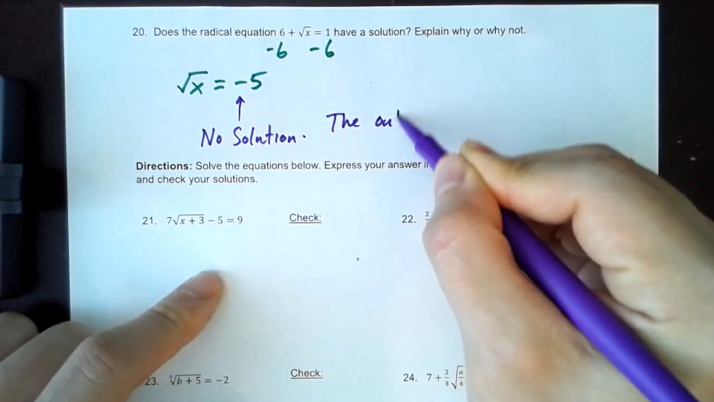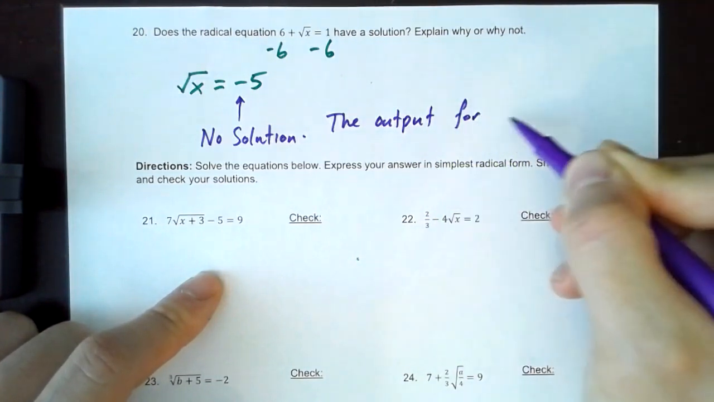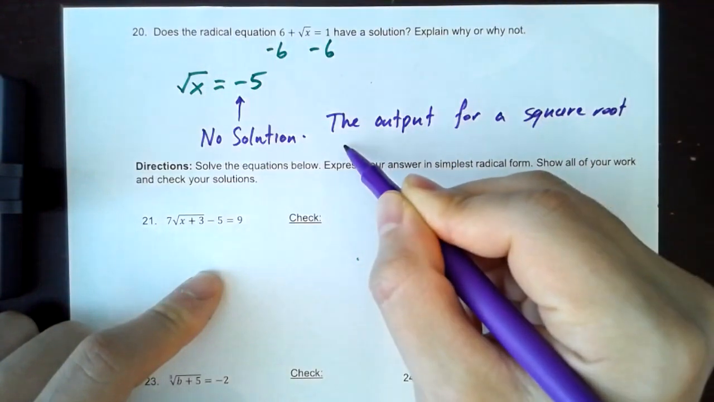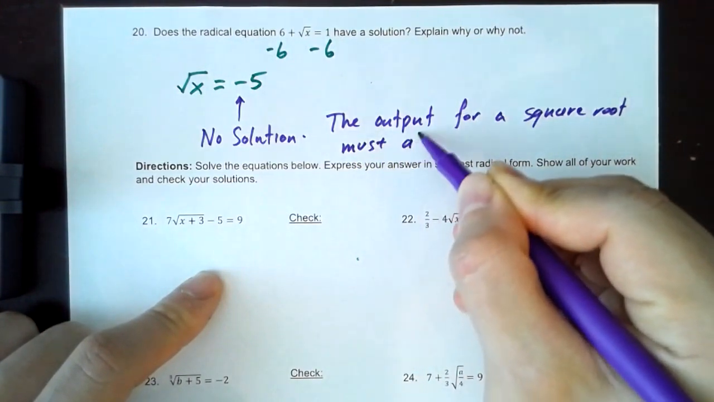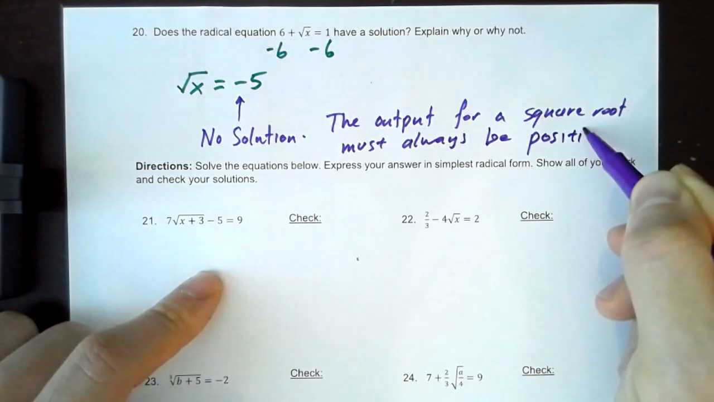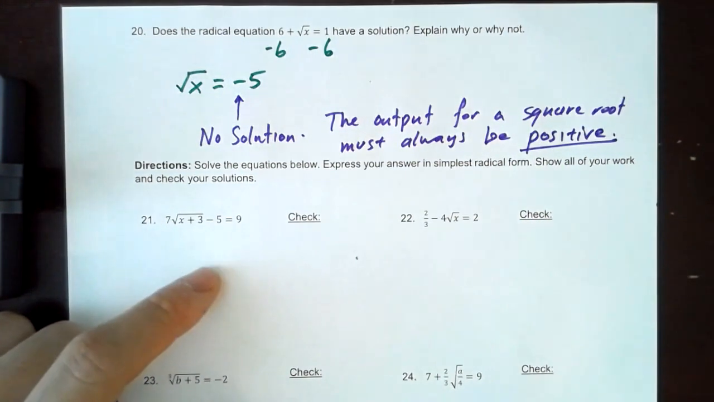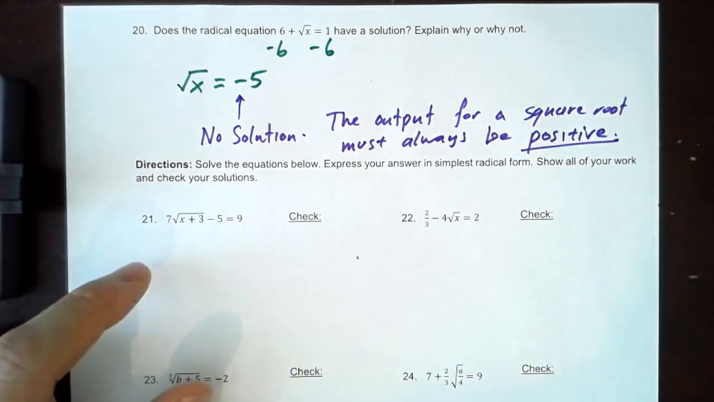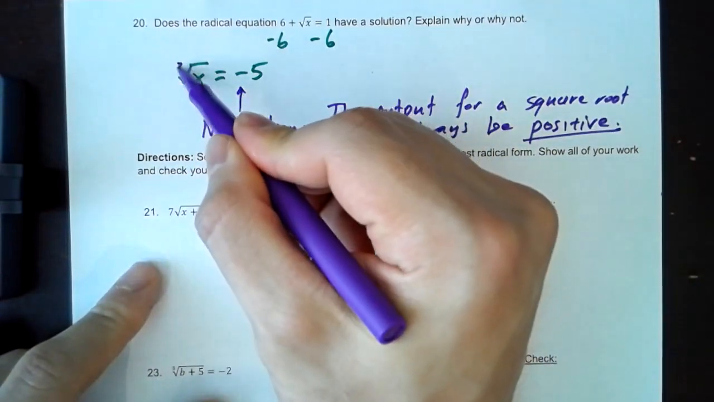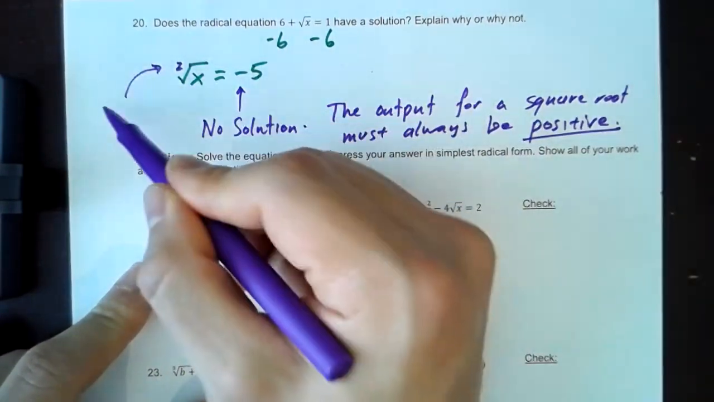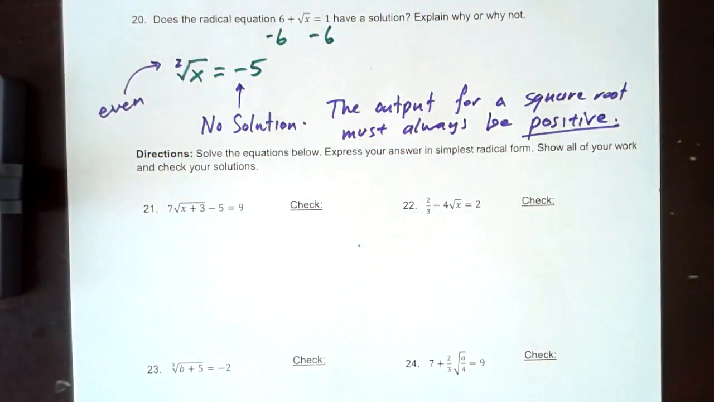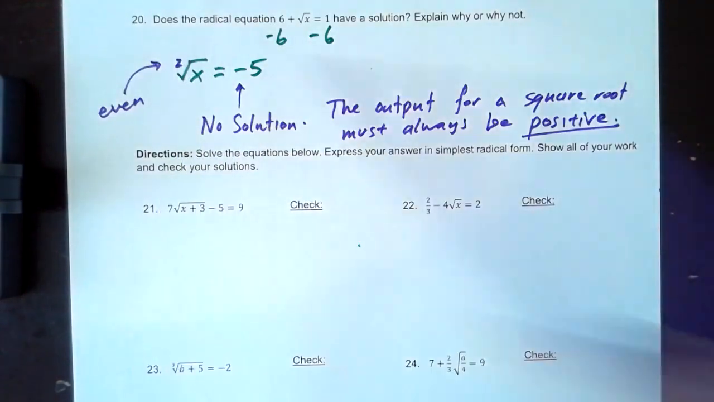The output for a square root must always be what? It must always be positive. And it has everything to do with what we've been talking about in the last two lessons. It has everything to do with the fact that this is a square root, and a square root is an even root. So therefore, this is already a no solution.